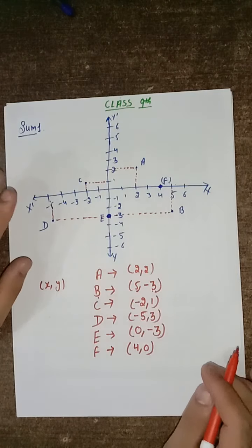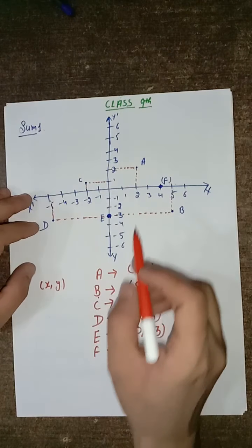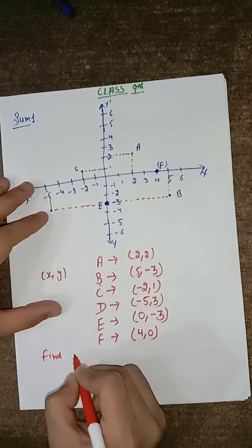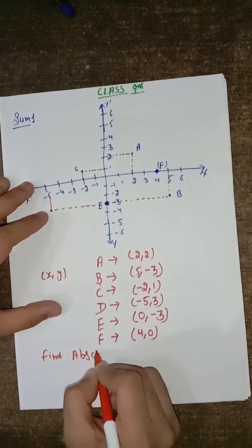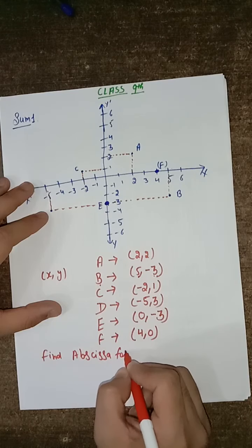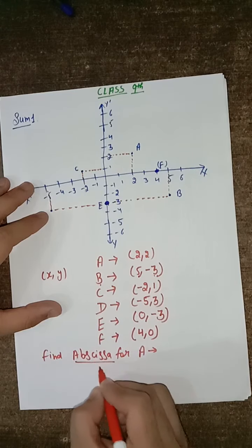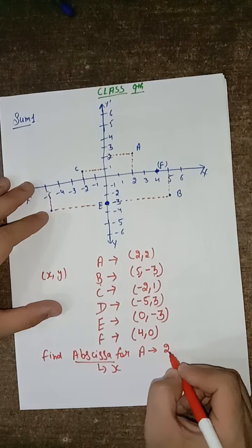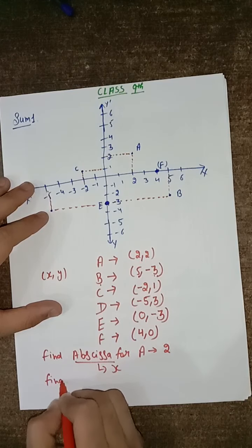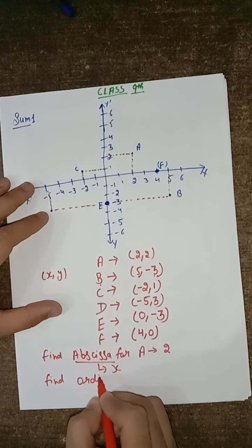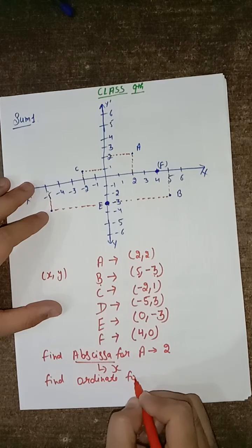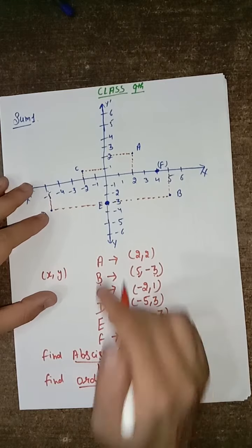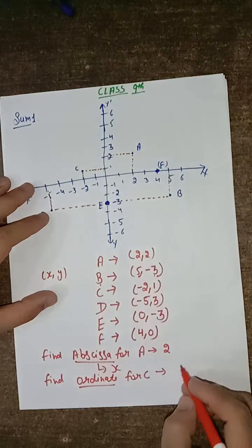Student, if we have asked find the abscissa for A, then you know abscissa is x coordinate, then the value of x is 2. Similarly, find ordinate for C. Now ordinate is y coordinate and for C my y coordinate is plus 1.